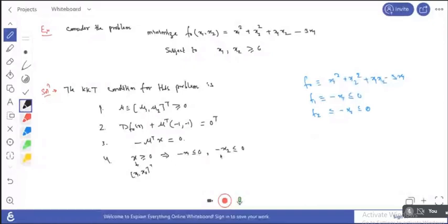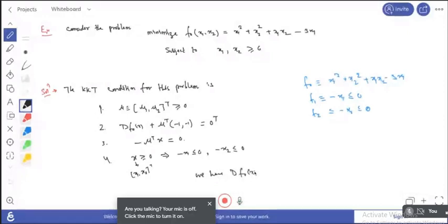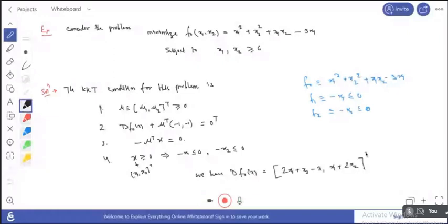Okay, and what is the derivative of that objective function? So we have, what is the derivative of the objective function of x? So here, if we differentiate, plus x comes 1 plus 2x2, and this is transpose. So this is the derivative of f naught x. Okay, so basically this gives you the KKT condition.